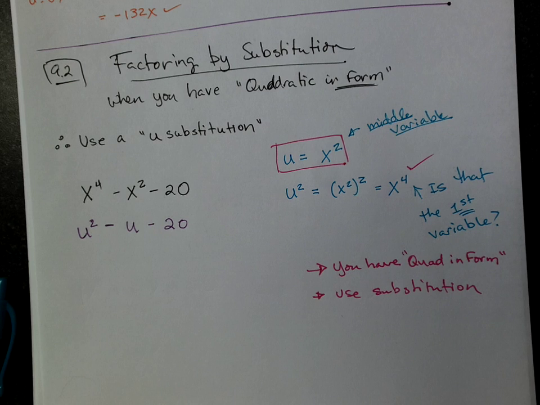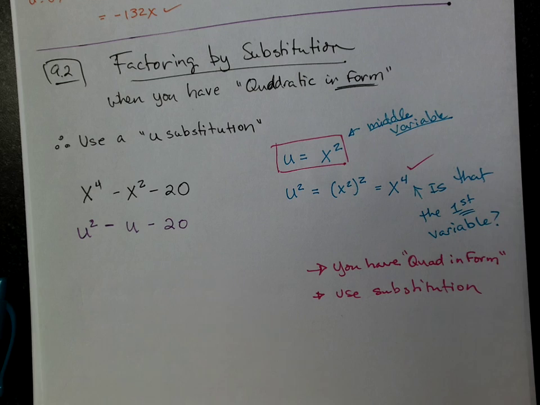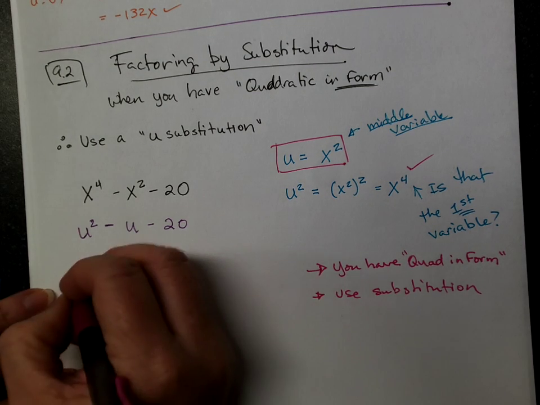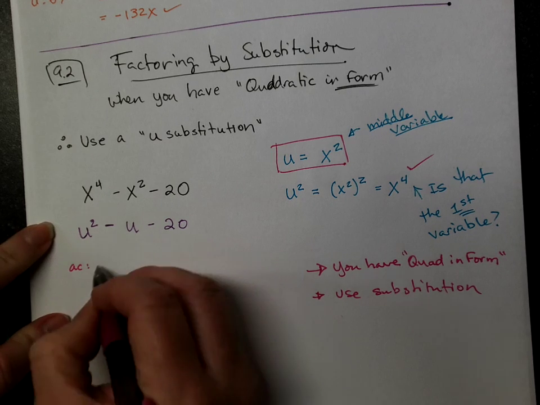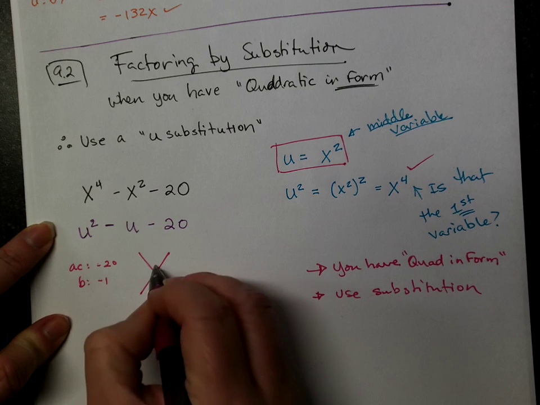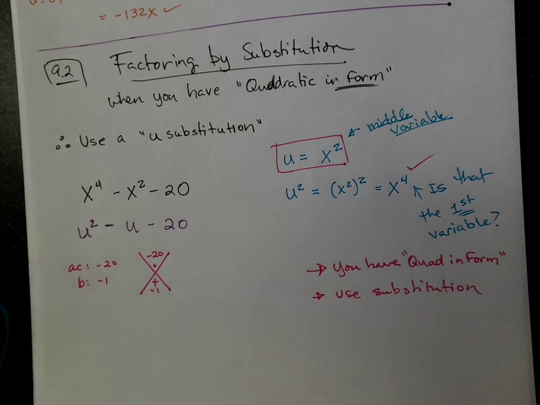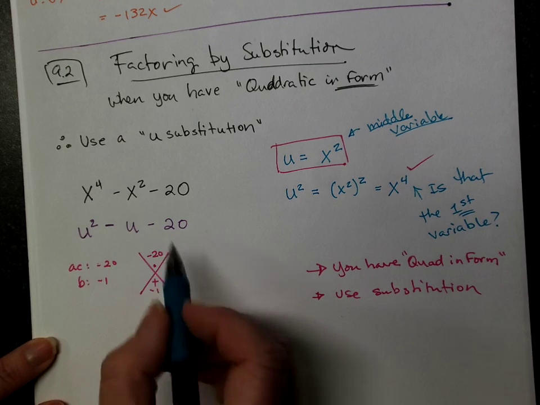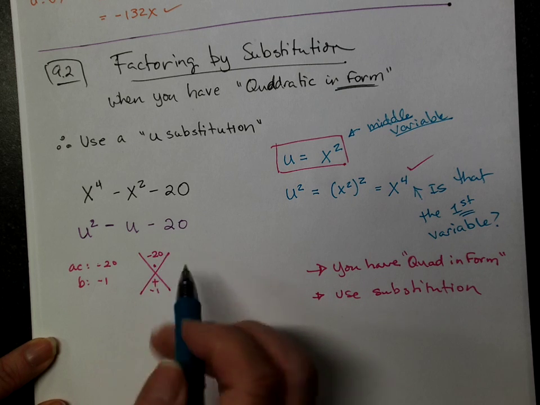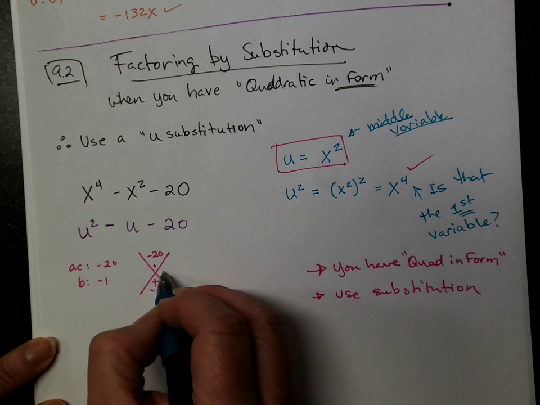Okay. Now that's quadratic. Okay? We can factor that. All right? So our AC is negative 20, and our B is negative 1. Okay. So our magic pair, and what's our sign pattern? 2 pluses, 2 minuses, or a mix, to get a negative 20? 1 minus, 1 positive.